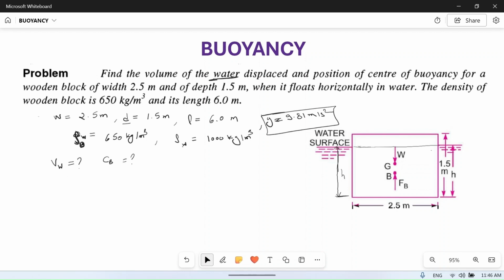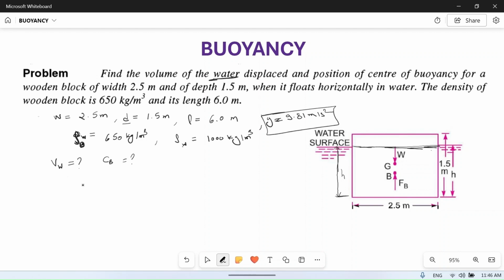Because it is floating in the liquid, the weight of the block will be equal to the weight of the liquid displaced. If it was fully submerged inside the water, then the weight of the block would have been more than the weight of the water displaced, but this is floating, so the weight of the block will be equal to the weight of the volume displaced by this block. Okay, so what is the weight of the block?